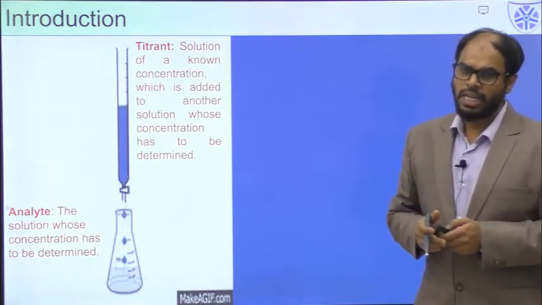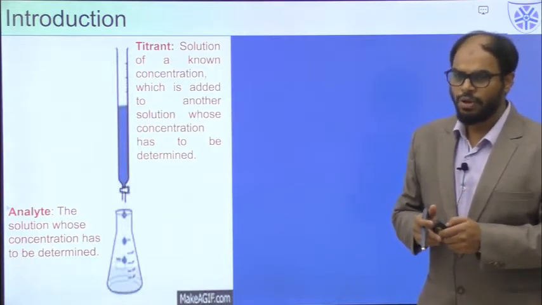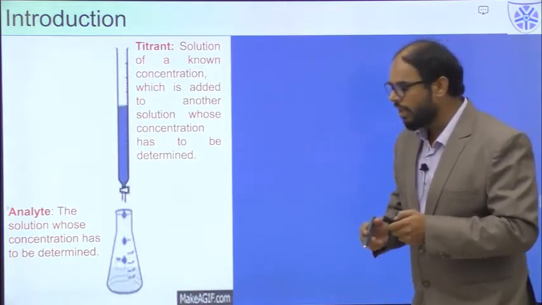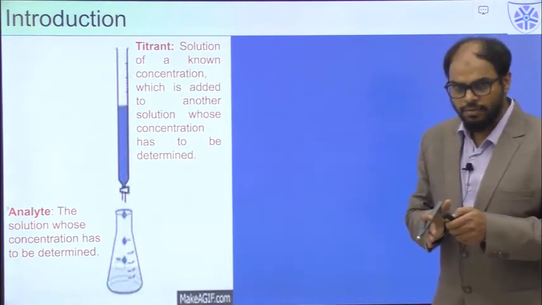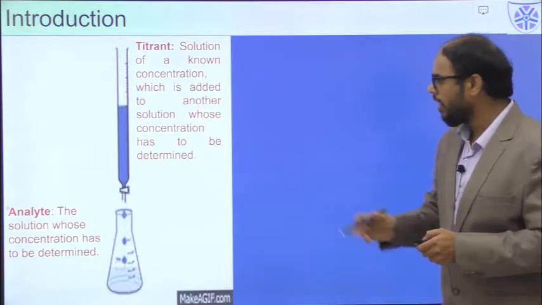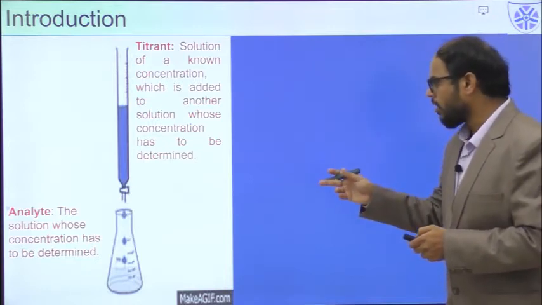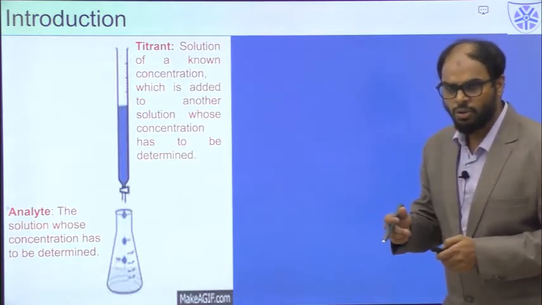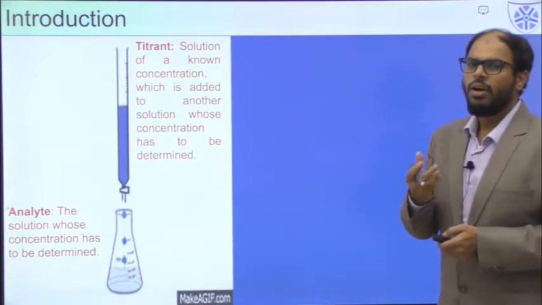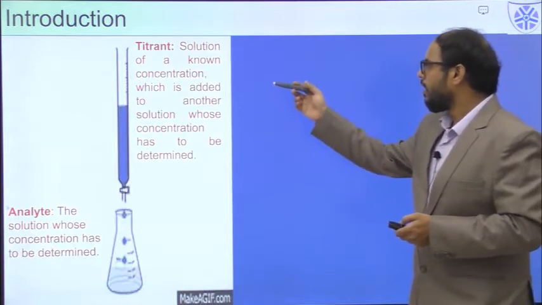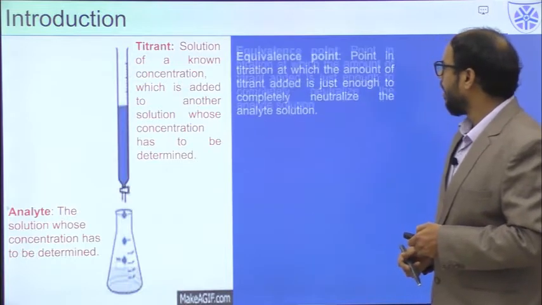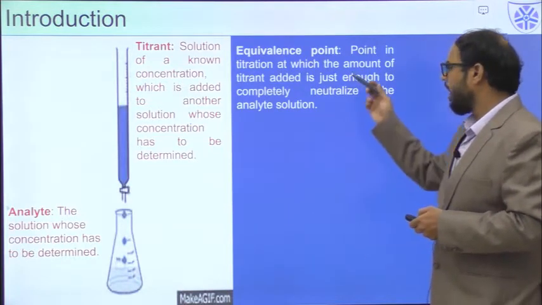For any volumetric titration or pH metric titration, we take the titrant in the burette and the analyte in the beaker or conical flask. The same way, for our potentiometric titration, we use the analyte whose concentration is unknown to us in a beaker or conical flask, and the known concentration we take in the burette. With this we can find out the equivalence point.